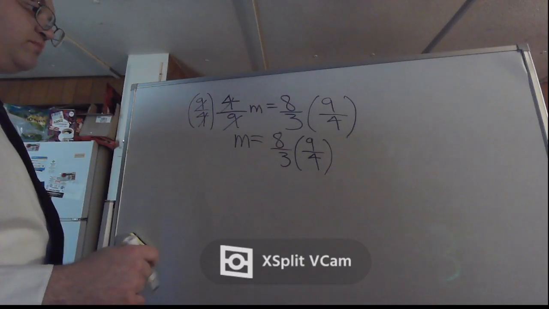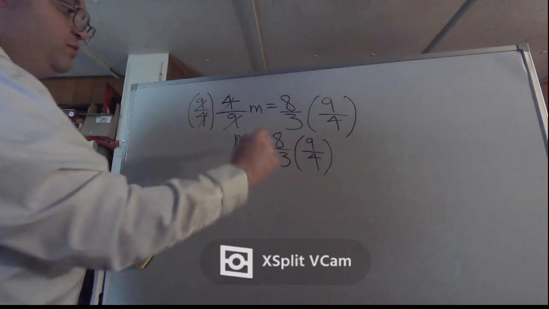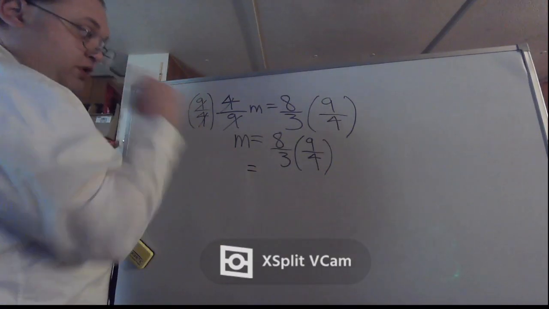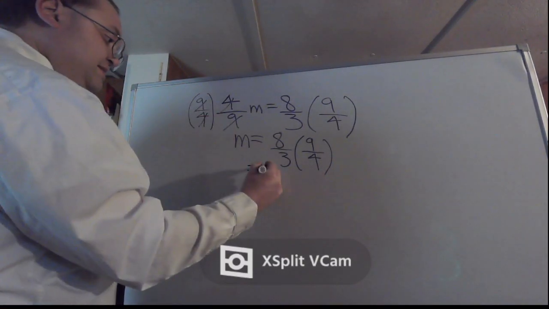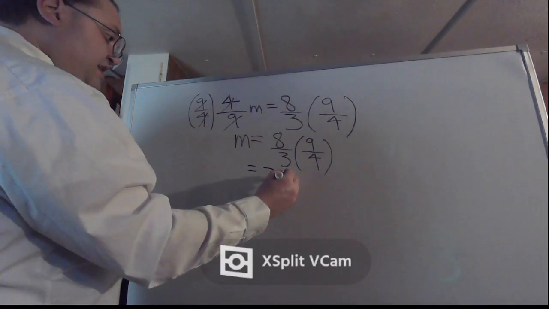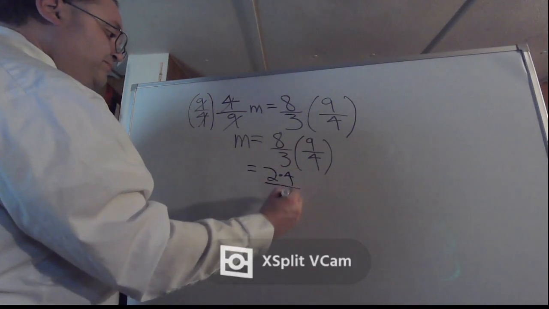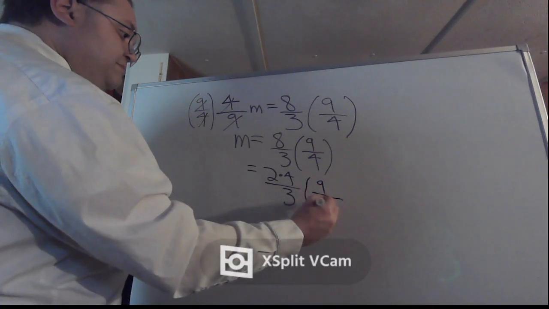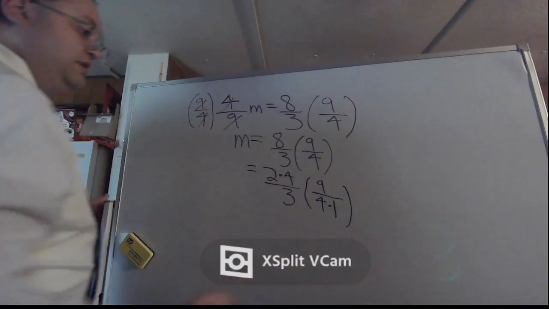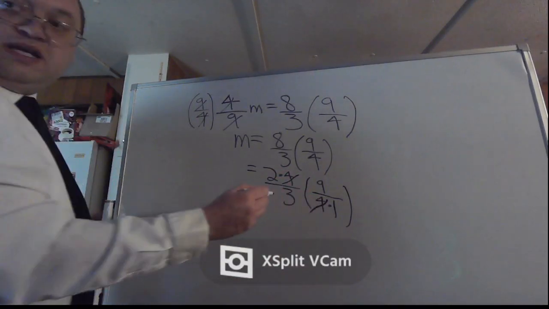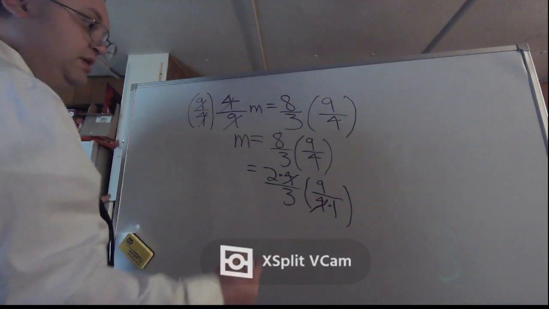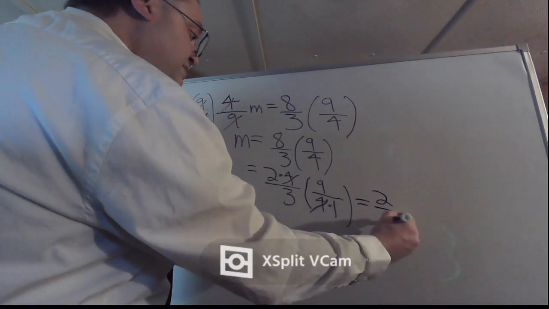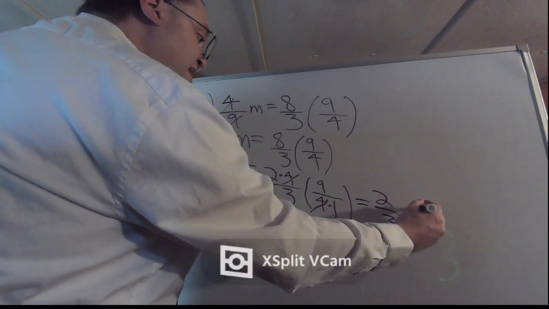Alright, so let's deal with the 8 and 4 first when we're factoring. So 4 goes into 8 how many times? Twice. So you'll have 2 times 4 over 3 times 9 all over 4 times 1. So we got common 4's that are going to cancel. So that's going to leave you with 2/3 times 9 over 1.